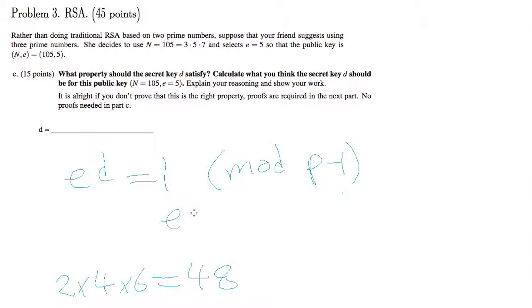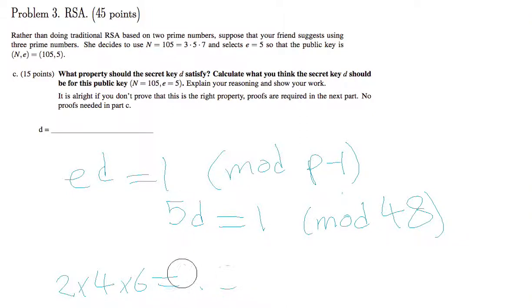So we want ed to be equal to 1 mod 48. Okay, so what is the e that we currently have here? Well, e is equal to 5, right? So we have to find the multiplicative inverse of 5 mod 48. Okay, in order to do that, we can either follow the extended Euclid's algorithm, or we can try a few guesses.